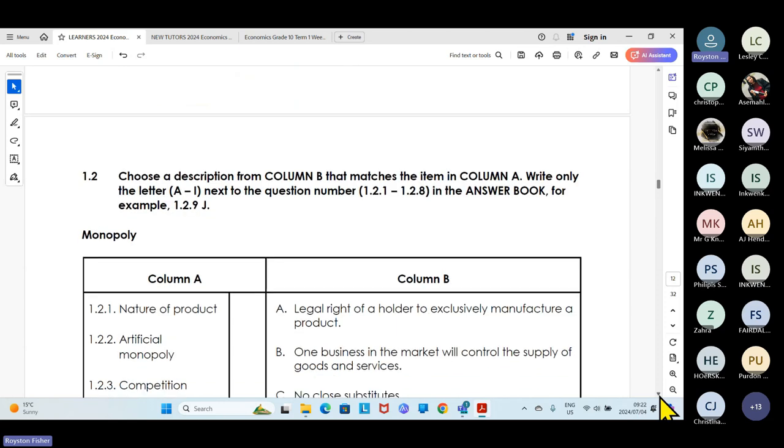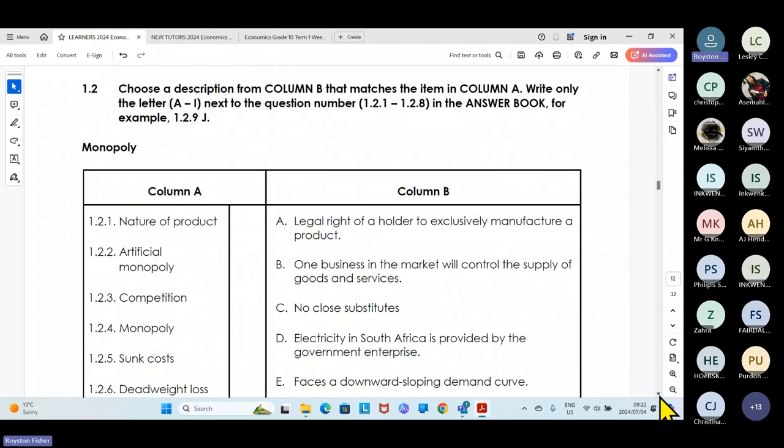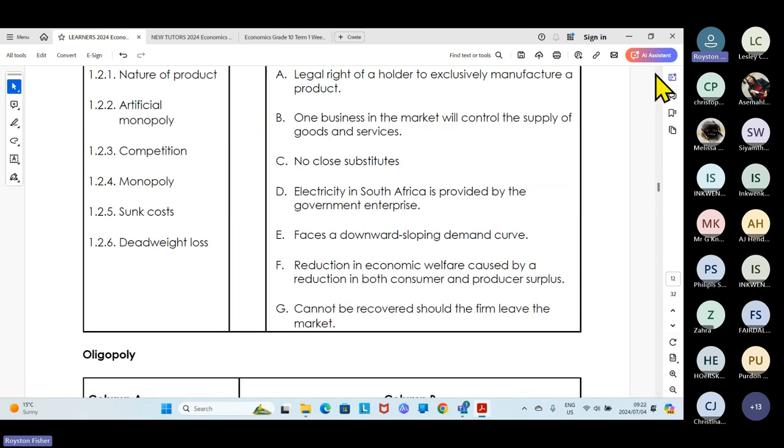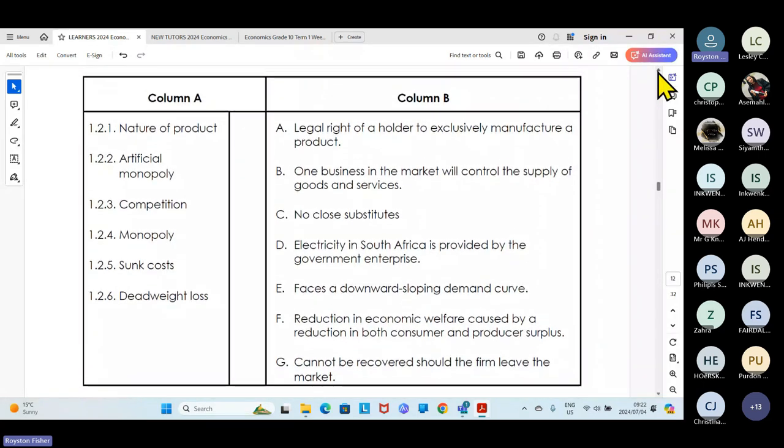we are now going to have our matching columns. So this is only on Monopoly, as you could see here. It's only Monopoly. And there are about six questions. So I'm going to give you about 4 to 6 minutes to complete.